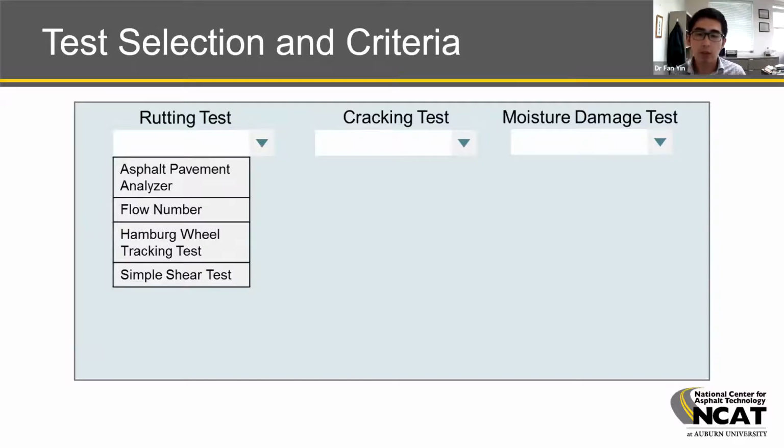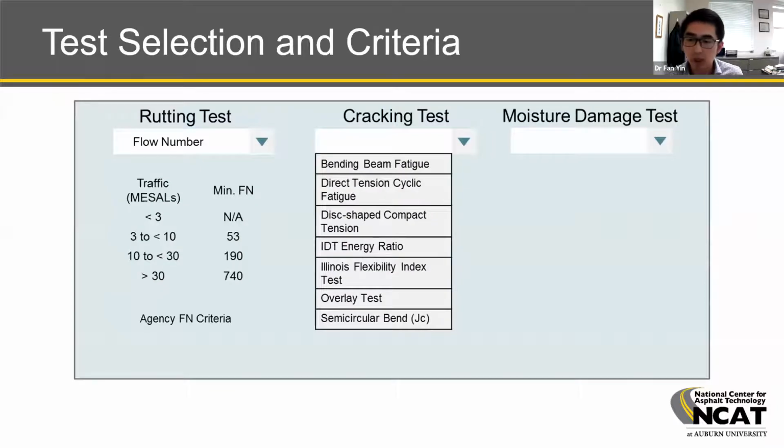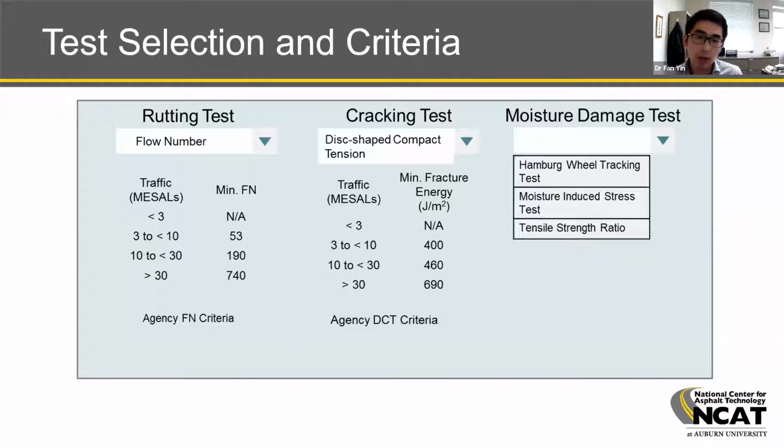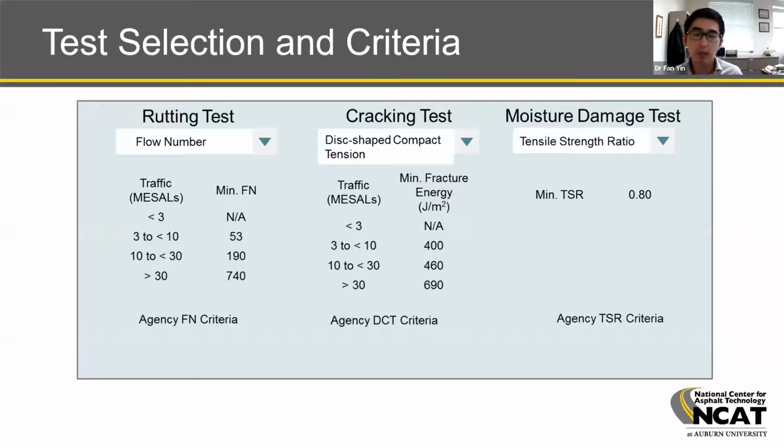If I'm the agency, one thing I need to do is, if I'm concerned about rutting, I need to select a rutting test. There are different options as I'm showing here. You can pick one that you have the most confidence in and put your criteria in the specification. And then you move on to the cracking. And then there are different tests. You pick the one that you have the most confidence in and are most familiar with, and with your criteria, and you do the same for moisture damage. And eventually, this will be the design criteria that the mix designers or asphalt producers need to pass for mix design approval.